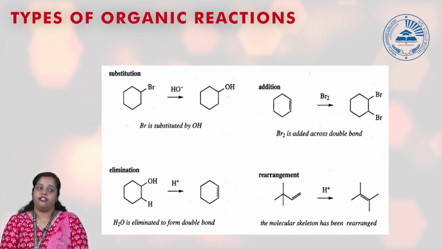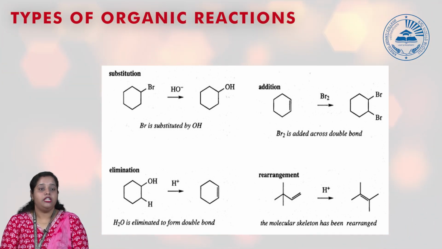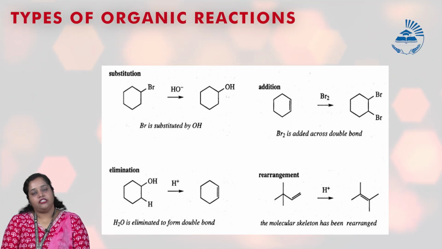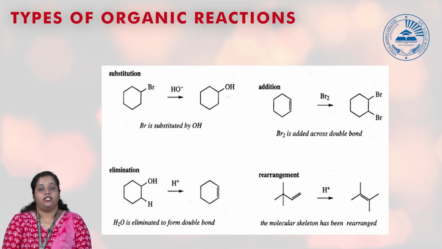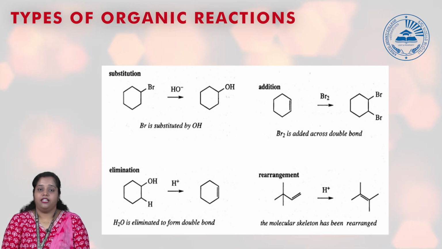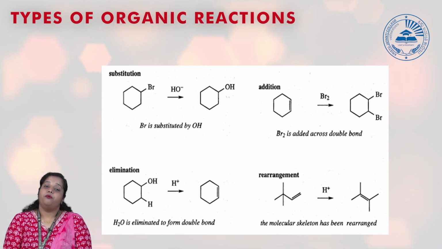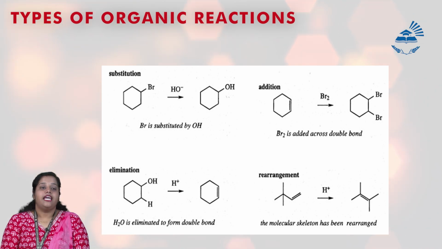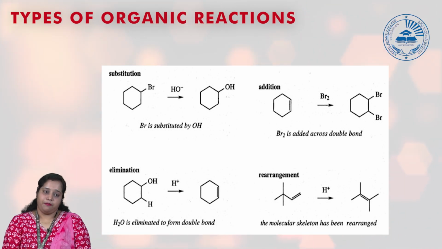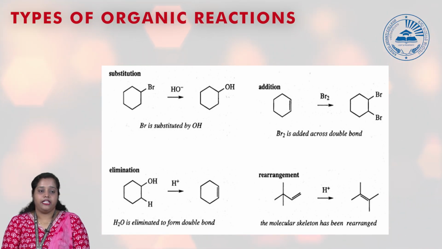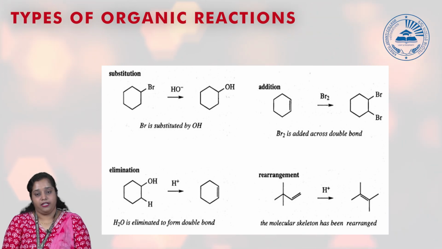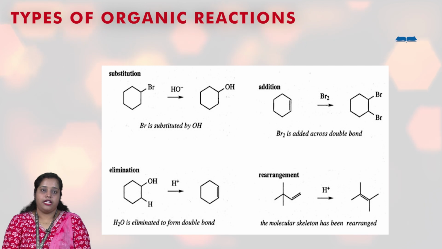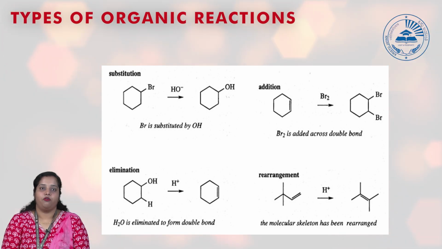So here, as you can see in the first example, that is substitution, bromine is getting substituted by hydroxyl group, whereas in case of addition, as I told, two products get added up to form an adduct. So here, as you can see, bromine gets added across a double bond to form a dibromo product. In elimination reaction, again as I mentioned, a functional group is eliminated. So here water is eliminated to form a double bond. And in rearrangement, the molecular skeleton has been rearranged to form a structural isomer of the same compound.